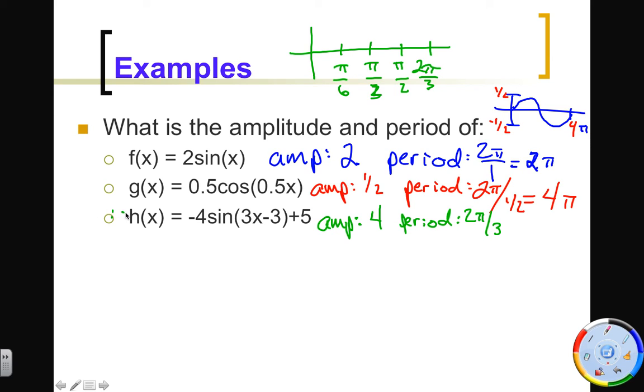On h of x here, we could actually figure out we had a phase shift of 3/3. Most people don't really like graphing these ones, but the phase shift is 3/3, which is 1, and the minus is just like before. It's 1 to the right. And notice that we went up 5 units as well.